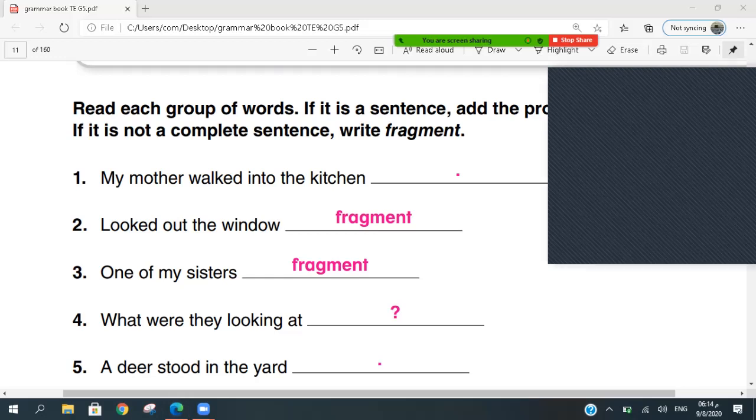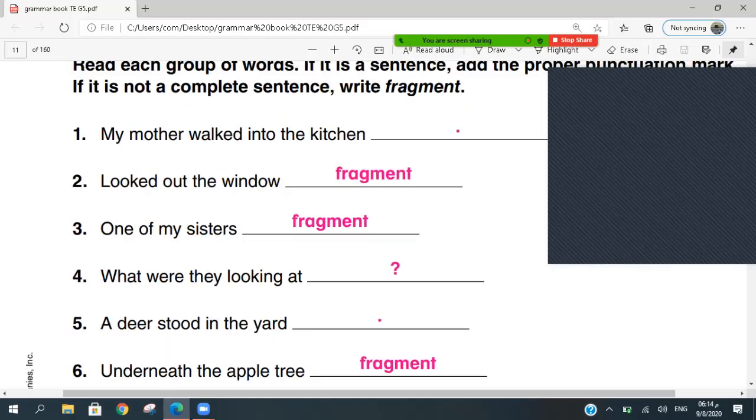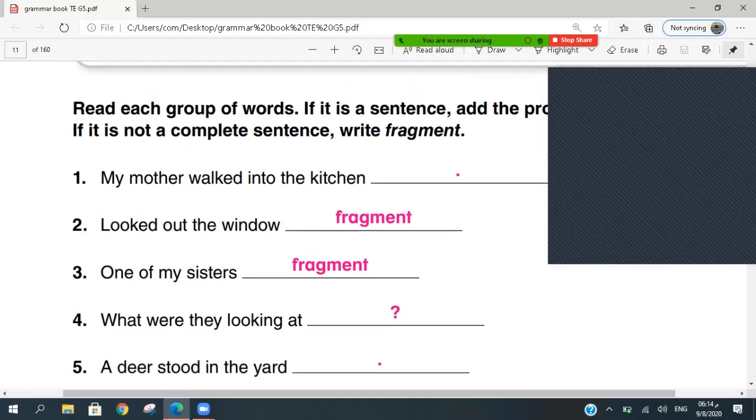Rimas, please open your mic. Teacher, I don't understand. Rimas, can you try number 6, please? Teacher, I don't remember. Can you read number 6 and we will understand it together? Underneath the apple tree. Okay, underneath the apple tree.